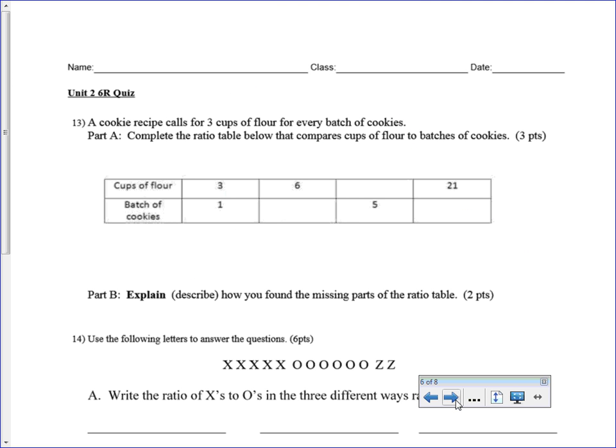Ratio table. Whatever you do to the top, you have to do to the bottom. 3 times 2 is 6. 1 times 2 is 2. Also notice 1 times 3 is 3. 2 times 3 is 6. 5 times 3 is 15. Now, what times 3 is 21? 7. Now, you could go the other way. 3 divided by 3 is 1. 6 divided by 3 is 2. 15 divided by 3, right? And so on.